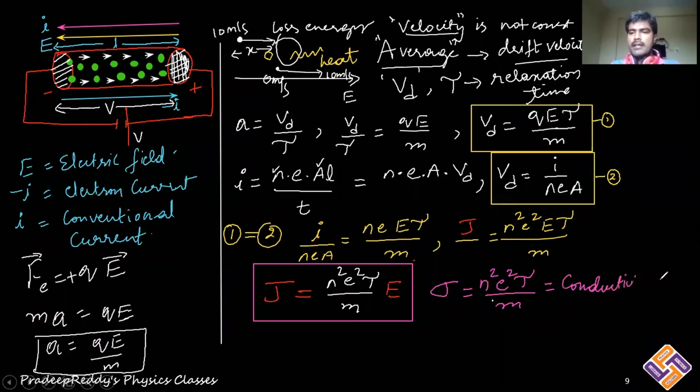It is known as conductivity of conductor. This is conductivity of a conductor, and I can take reciprocal of this as rho, which is 1 by sigma. This is m divided by n e square into tau.